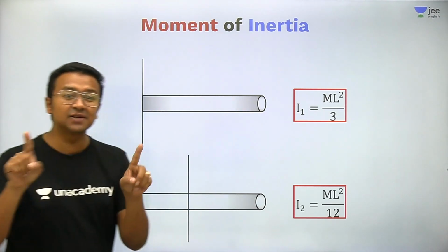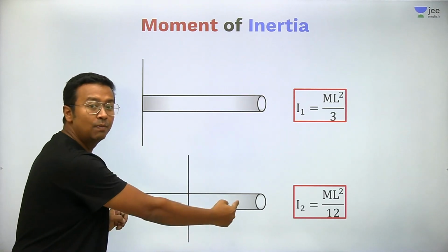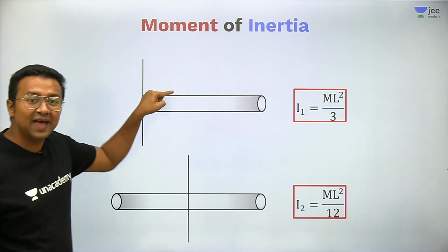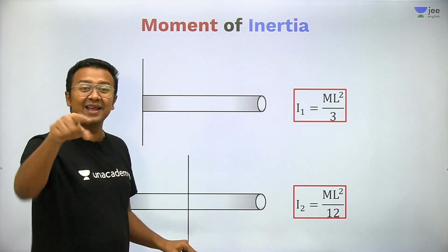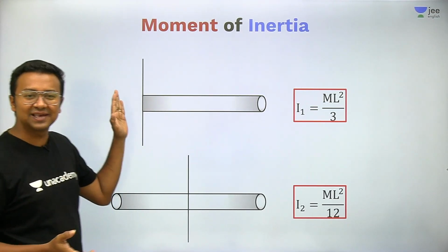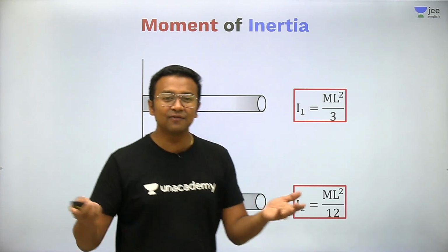See, 12 is divisible by 2. That means I can divide it into two parts. That means if it is 12, the axis will be right through the center. A small story got created out there. 3, it's not divisible, so I have kept it to the side. Again, let me look at a few more things.